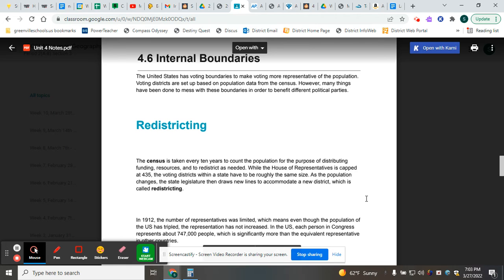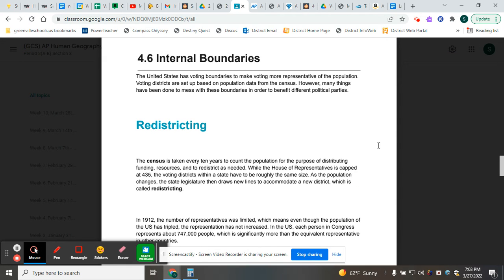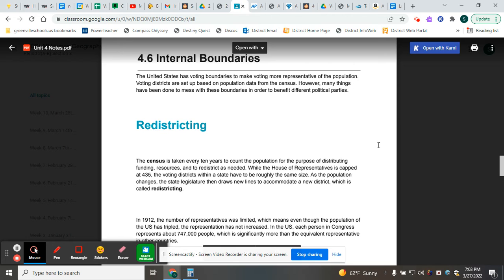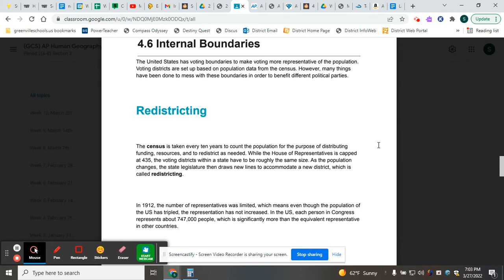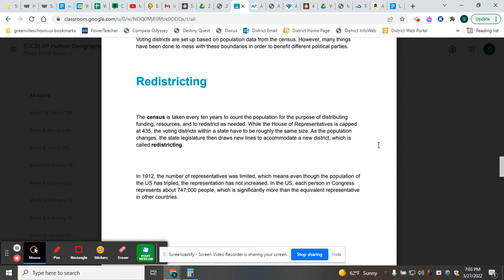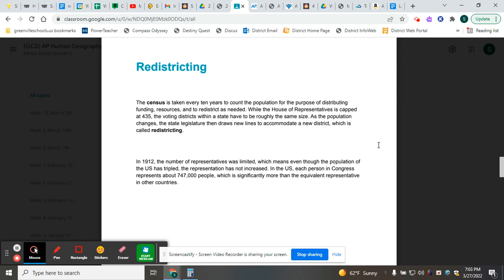All right, halfway home. Internal boundaries. We're going to talk a lot about what's called redistricting. This is a discussion of politics when it comes to voting. And so I'm going to give you the quick Cliff Notes version of redistricting. So every 10 years in this country, we do what's called a census, where we count up all the people in the country, in the states, in the counties, in the cities, in the towns, the villages.